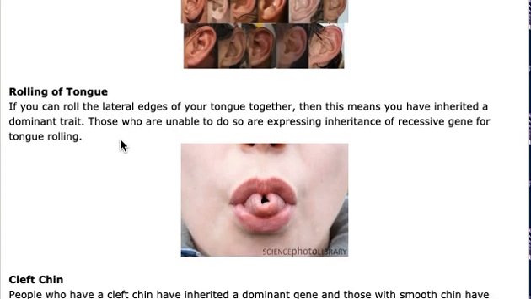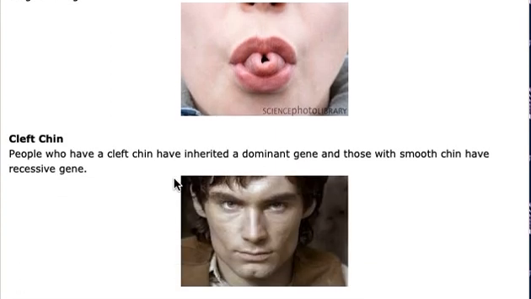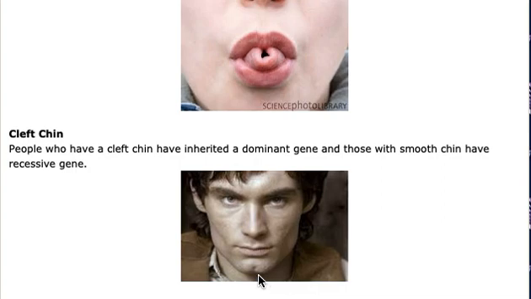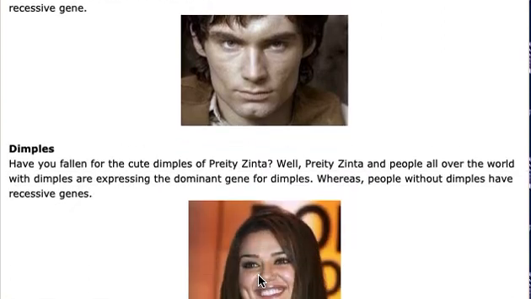The rolling tongue. If you can roll the lateral edges of your tongue together, then this means you have inherited a dominant trait. Those who are unable to do so are expressing inheritance of recessive gene for tongue rolling. Cleft chin, right there. People who have a cleft chin have inherited a dominant gene, and those with smooth chin have a recessive gene.